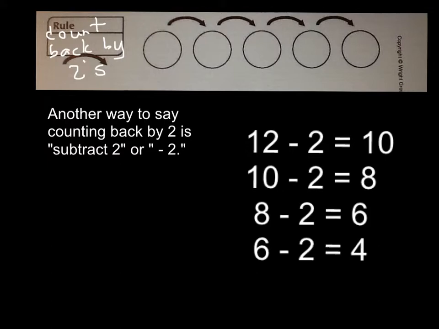Let's take a look at another problem. Again, when we do these problems, the first thing we're going to do is take a look at our rule to see what we need to do. Our rule says count back by 2s. So another way to say counting back by 2 is subtract 2 or minus 2. So today we're going to be counting back and thinking minus 2.